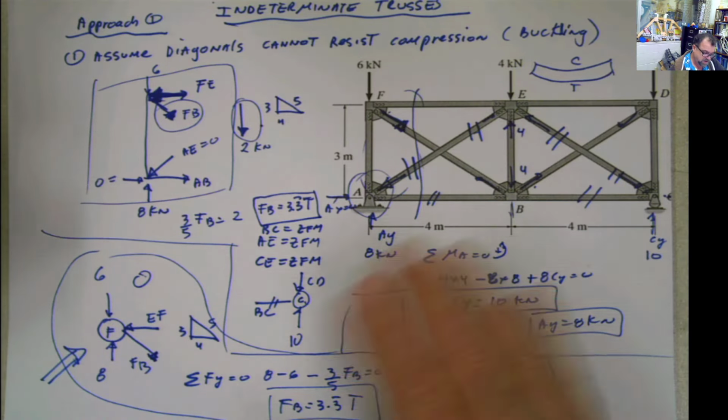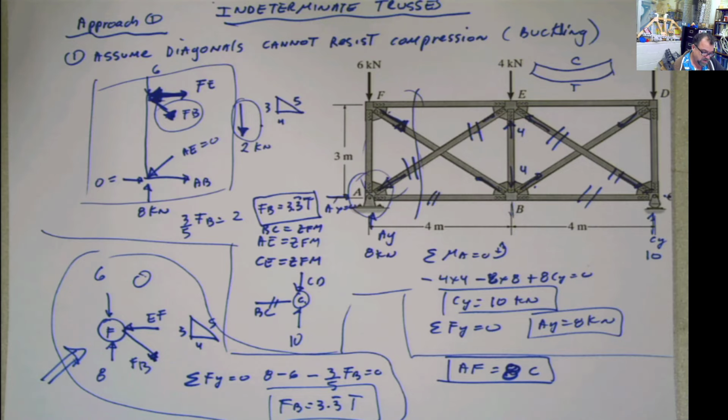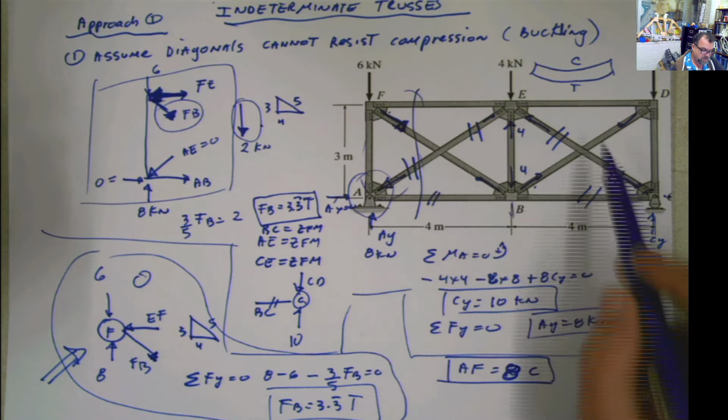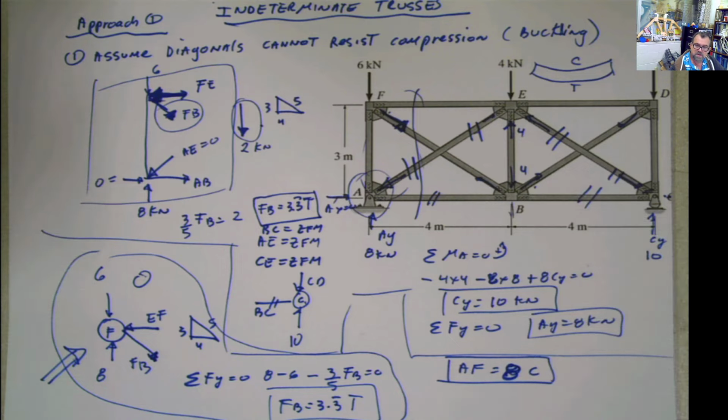So finish this, calculate the rest of the joints if you want to. But the important thing here is remembering that part, that the compressive bars are 0. Because they are gonna buckle anyway. If they buckle, they are gonna be unstable.